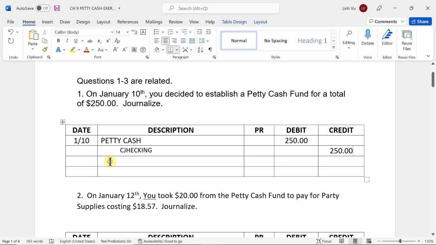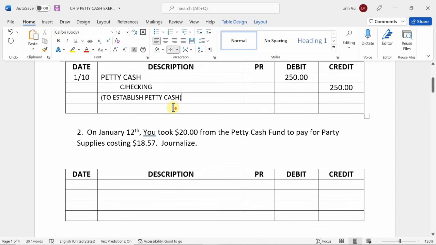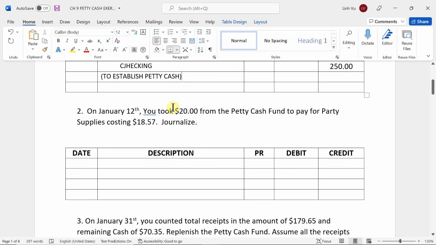And we're going to say here to establish petty cash. Okay. Number 2, okay, on January 12th, you took $20 from the petty cash fund to pay for some party supplies, okay? All right, costing a total of $18.57. Journalize.